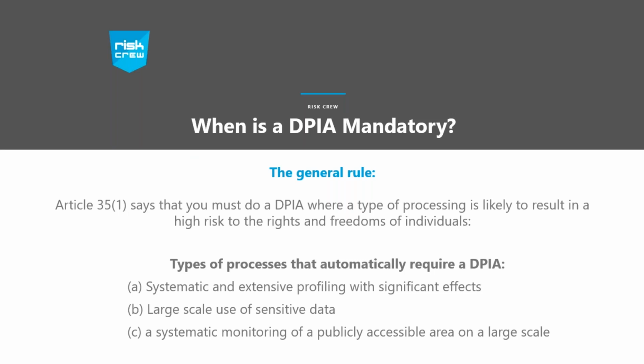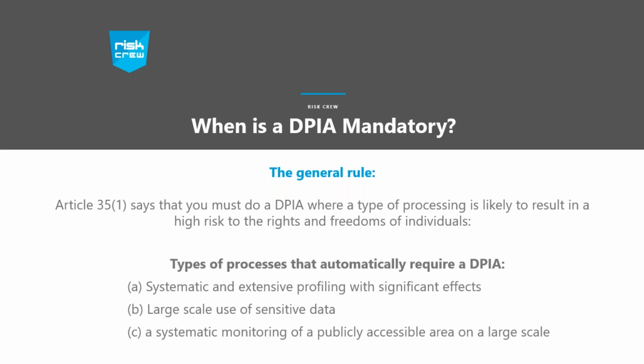And this question always comes up: when is a DPIA mandatory? Is it always mandatory? It's not always mandatory, but it is recommended at all times. But Article 35 does state particular processes for which the DPIA is mandatory. And then you have them written here that you must do a DPIA where a type of processing is likely to result in high risk to the rights and freedoms of the individual.